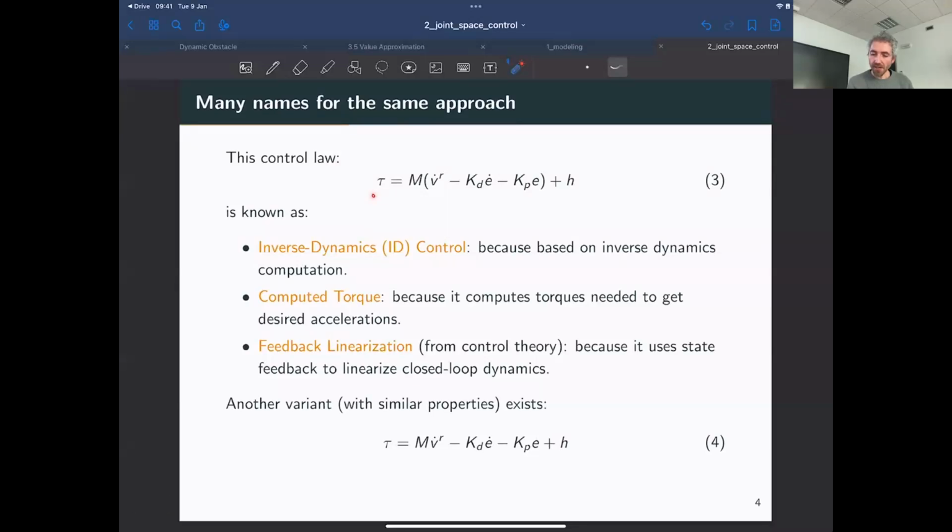There is another variant of this control law where you just move the two feedback terms outside of the parentheses, and you get this expression here. This is a bit trickier to prove that it is stable and convergent, but it can be done. And in practice, this can work even better than the one above, even though it's less trivial to analyze.